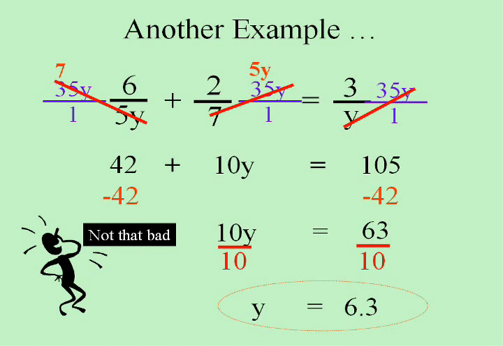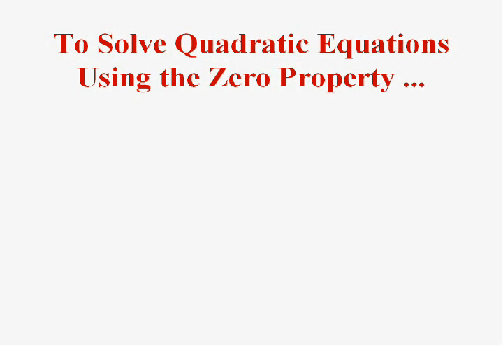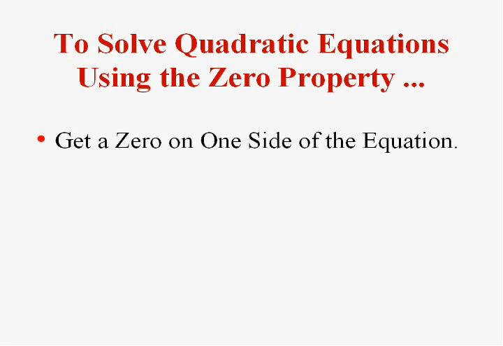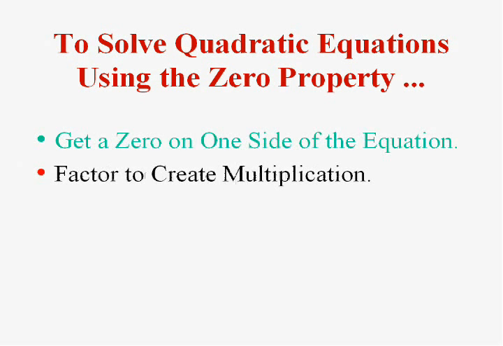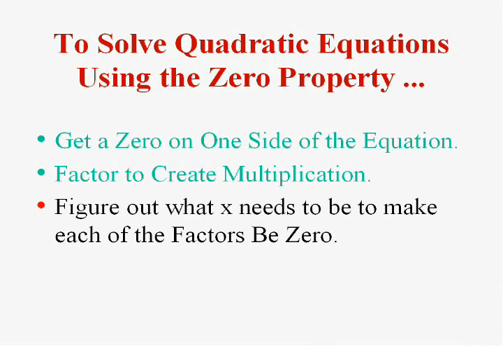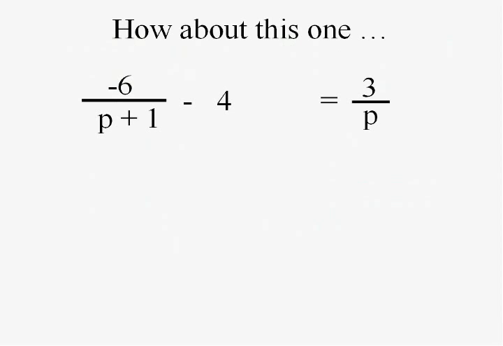Sheer genius. Now this also works for quadratic equations. But let me remind you the secret for quadratic equations specifically. Remember, we use the zero property to solve these types of equations. We get a 0 on one side, factor to create multiplication, and then figure out what x needs to be to make each of the factors be 0. That's the zero property.